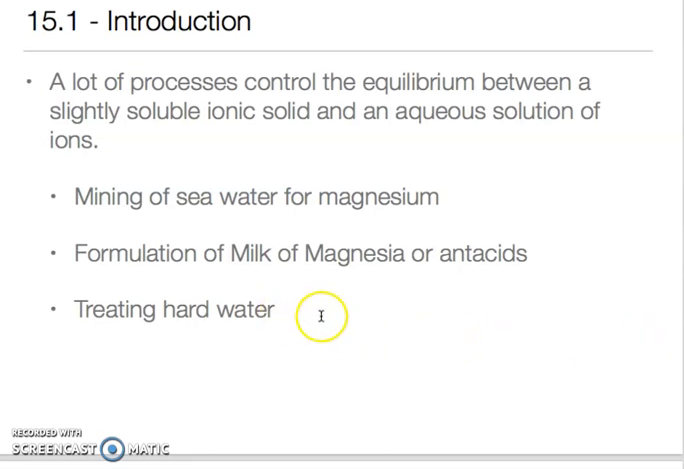Treating hard water is something that we use these equilibria for all the time. For treating hard water, a lot of times you're going to add sodium chloride or potassium chloride to a solution. What happens is you add a common ion, and that precipitates out magnesium ions as well as calcium ions, which are the ions responsible for hard water. So we're using this equilibrium to our advantage in order to precipitate out the unwanted ions, or possibly the wanted ions, in our solution.